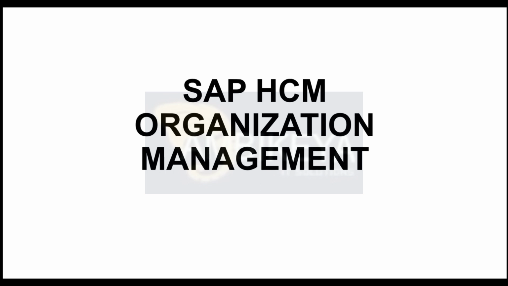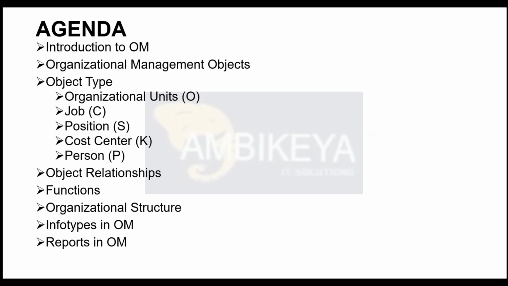In organization management, the agenda is we'll introduce ourselves to organization management. Then we'll talk about different organization management objects, and also explain what the objects are. Then we'll talk about different object types. The object types can be organization unit, job, position, cost center, or person. Then we'll talk about object relationships. Then we'll touch on some functions, and then we'll see one organization structure in detail. Lastly, we'll talk about the info types in organization management, and then we'll touch on reports in OM.